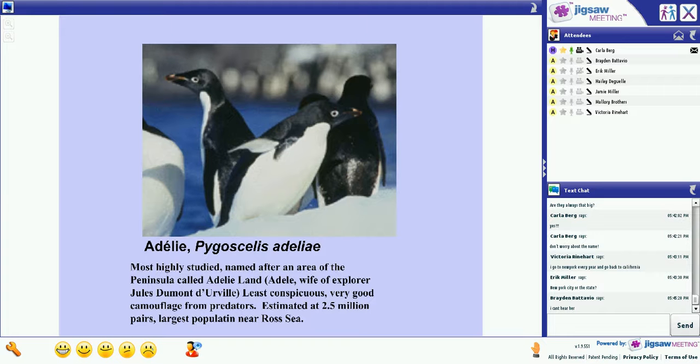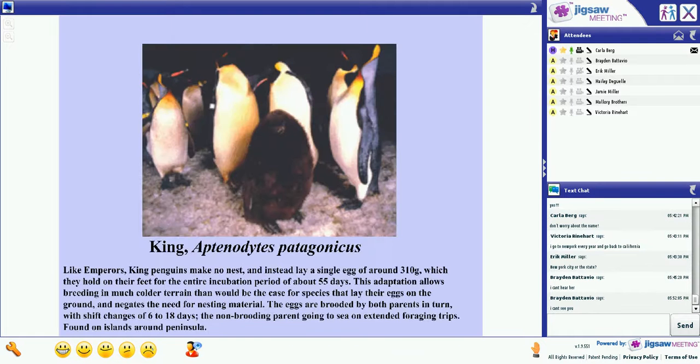And here we have the Adelaide penguins. These are the penguins that you see at SeaWorld or at an aquarium most of the times. Adelaide penguins are the most studied penguin. They are named after an area of a peninsula called Adelaide Land. They are very conspicuous. They have very good camouflage from predators. And there are an estimated 2.5 million pairs of Adelaide penguins.